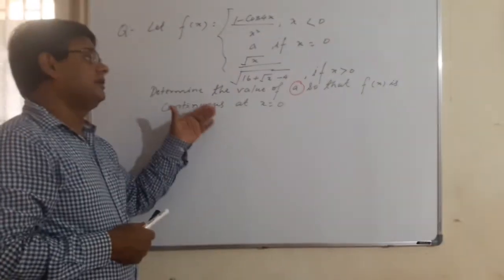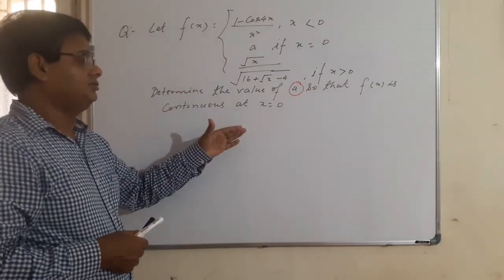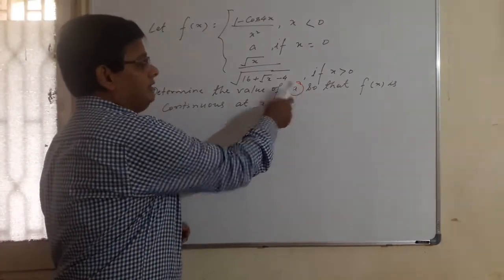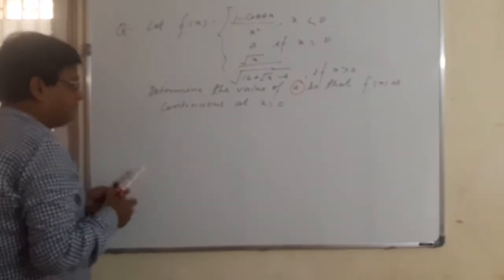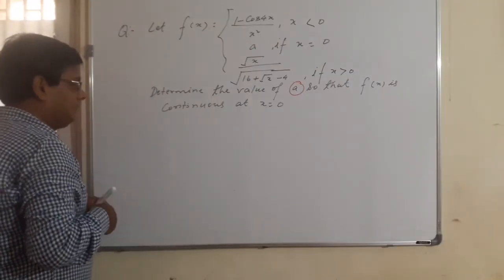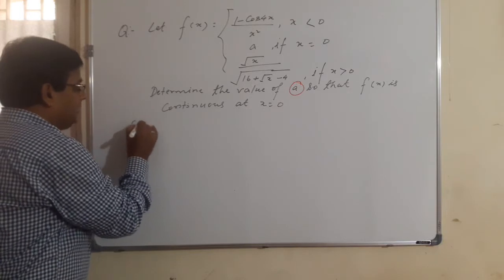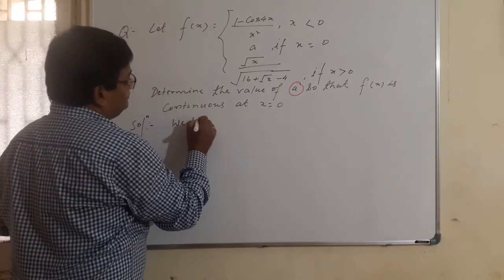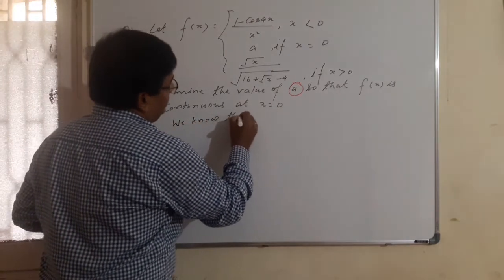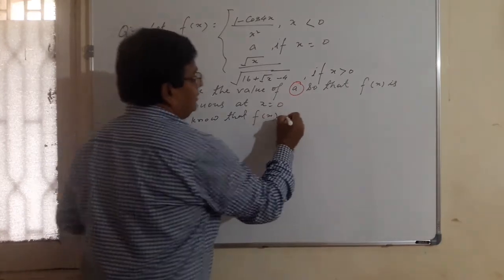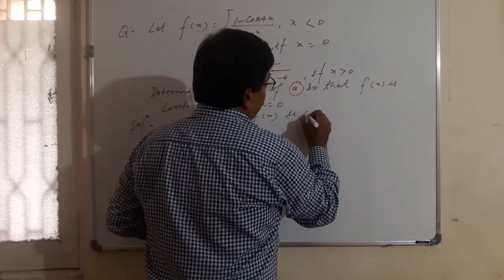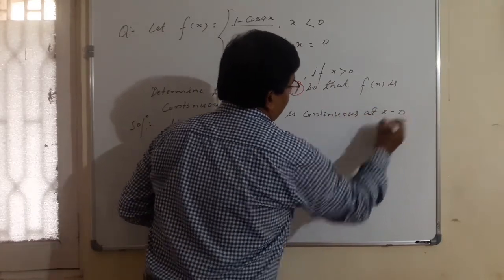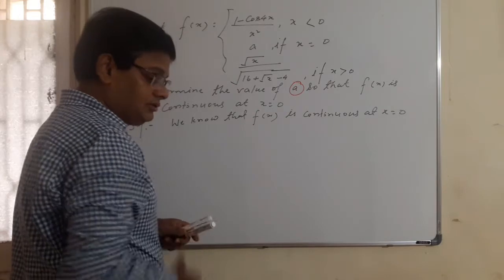So here what is given, function is continuous at x equal to 0, then we have to find out the value of a. We know that if function is continuous, then left hand limit, right hand limit and f(0) will be equal. So here write down, we know that f(x) is continuous at x equal to 0.